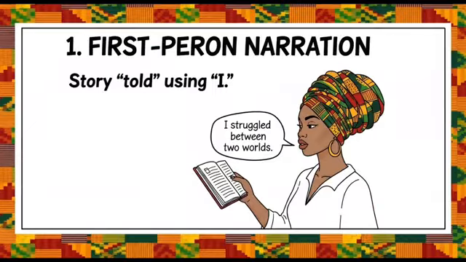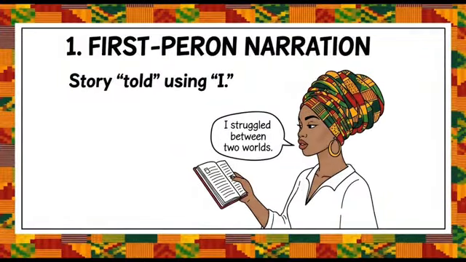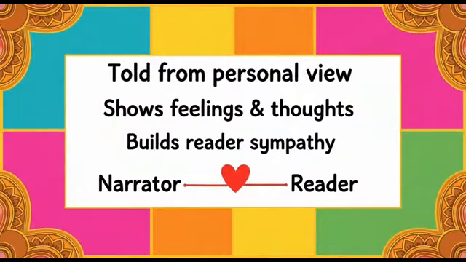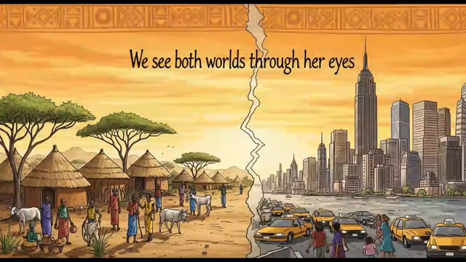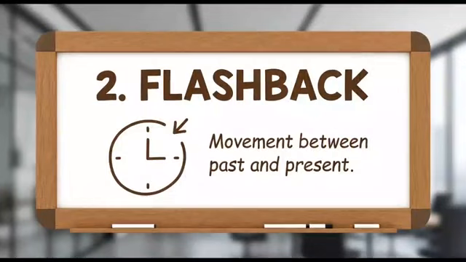1. First-person narration. The story is largely told from Finaba's point of view. This technique allows readers to see events through her personal experiences, thoughts, and emotions. Because the narration is subjective, we understand her fears, doubts, and internal struggles more deeply. It creates intimacy between the narrator and the reader and makes her conflict between tradition and modern life more personal and compelling.